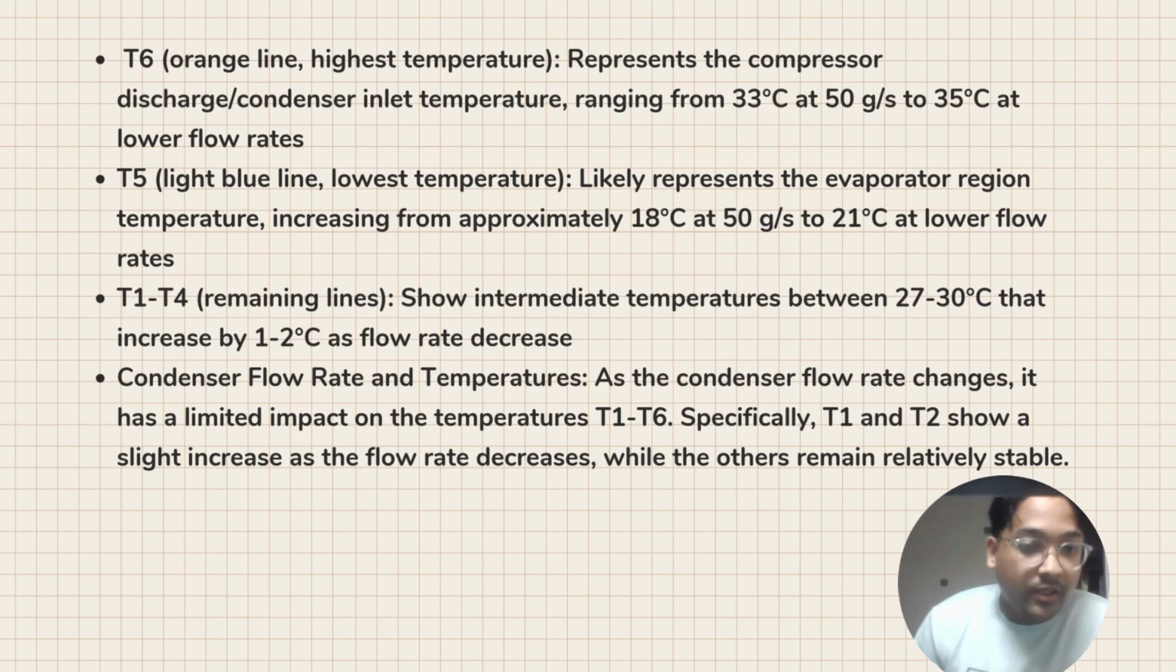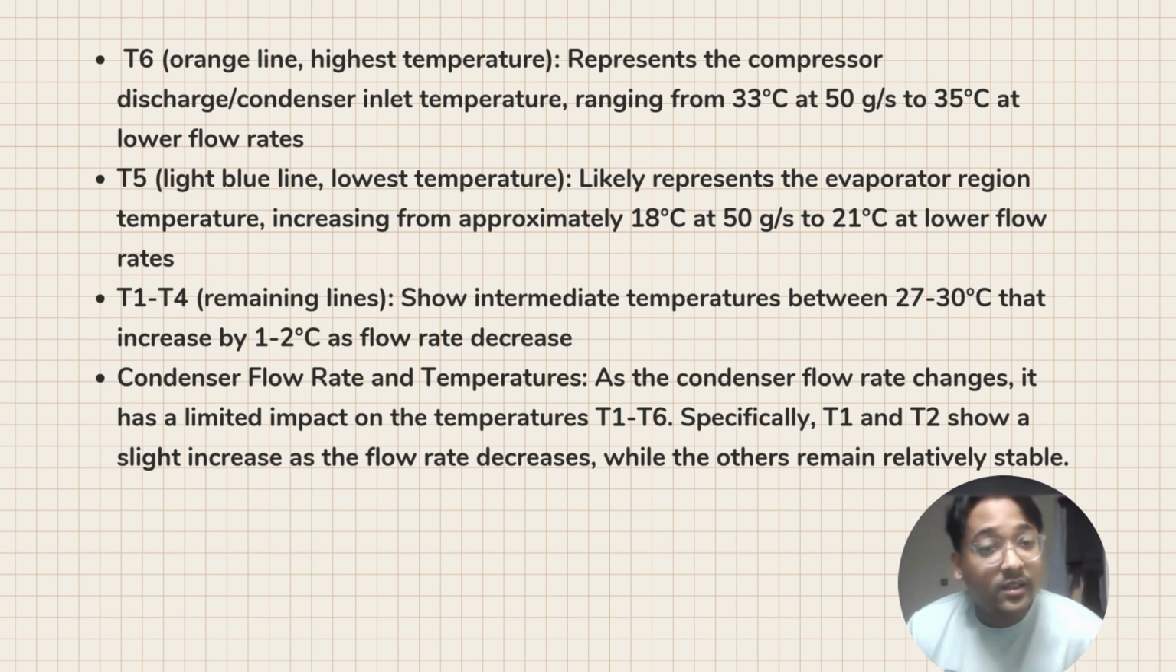T1 until T4, the remaining lines, show intermediate temperatures between 27 and 30 degrees Celsius that increase by 1 to 2 degrees Celsius as flow rate decreases. Condenser flow rate and temperature: as the condenser flow rate changes, it has limited impact on the temperatures T1 until T6. Especially T1 and T2 show a slight increase as the flow rate decreases, while the others remain relatively stable.